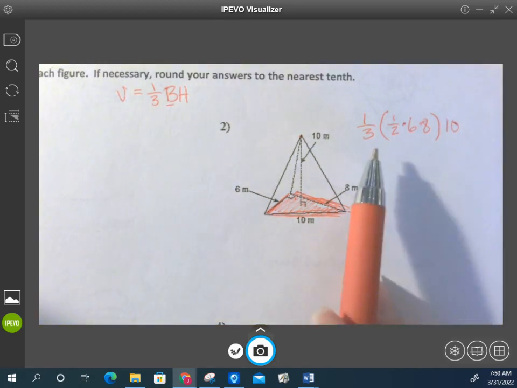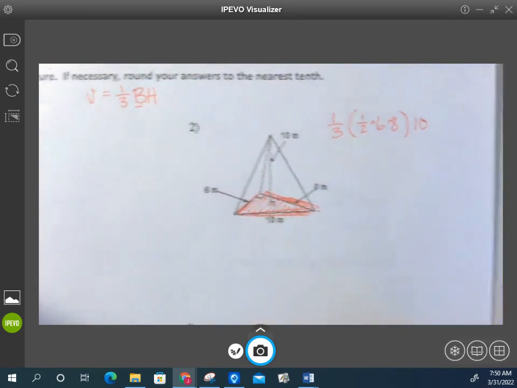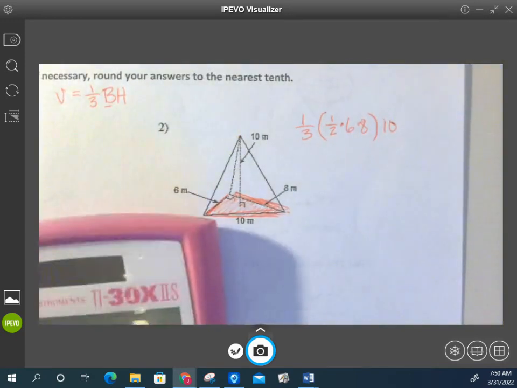All right, so type this in your calculator. 1/3 times 1/2 times 6 times 8 times 10. Type it in your calculator.